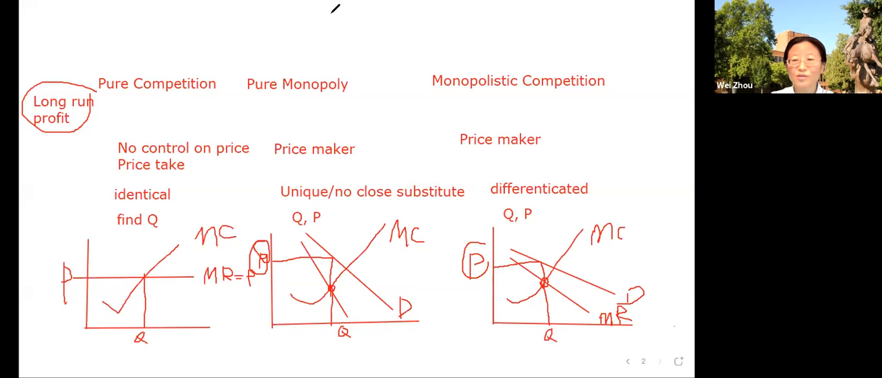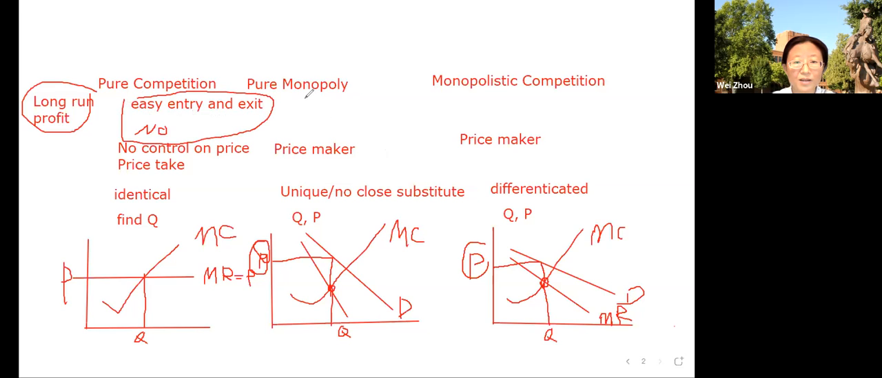So in that case, don't try to memorize which one has long-run profit and which does not. You think about pure competition. Remember, for pure competition, what did we say? Easy entry and exit. If it's easy to get in for pure competition, of course there will be no long run profit. Easy to come in, no long run profit.